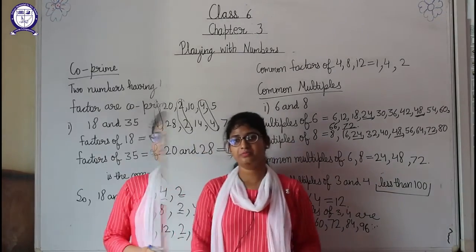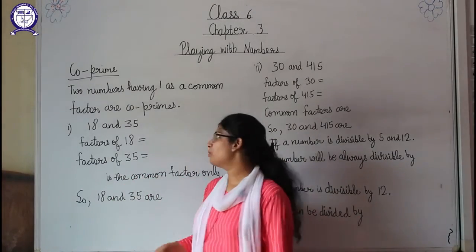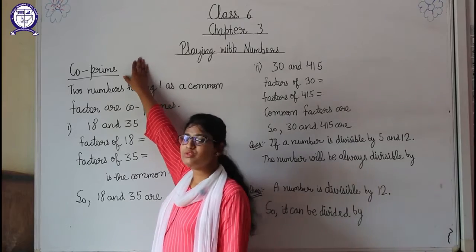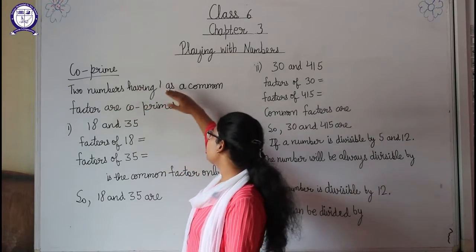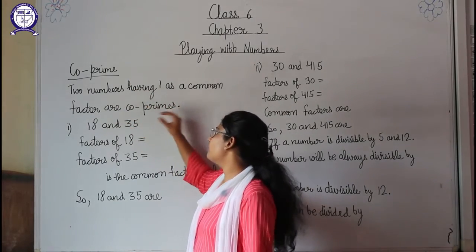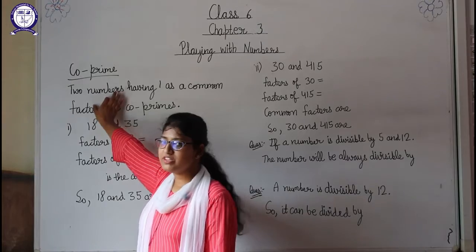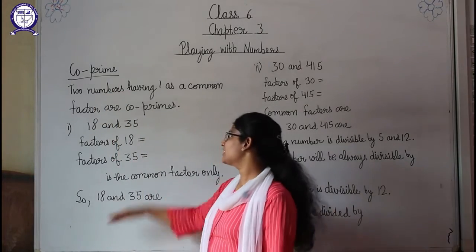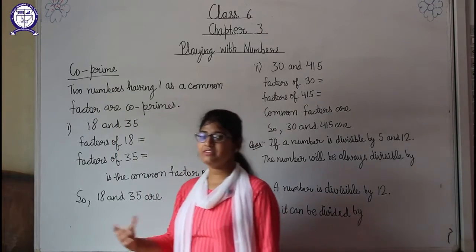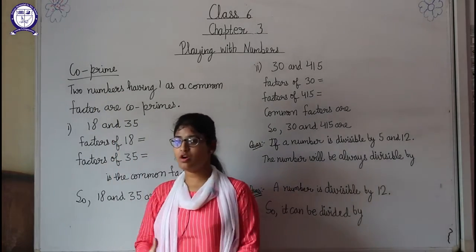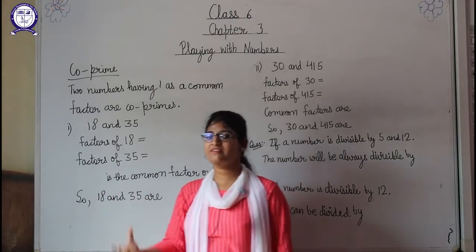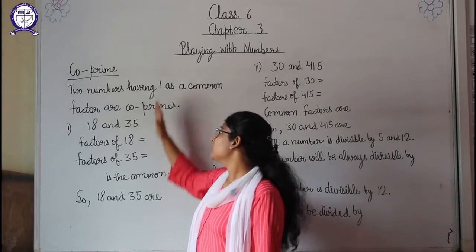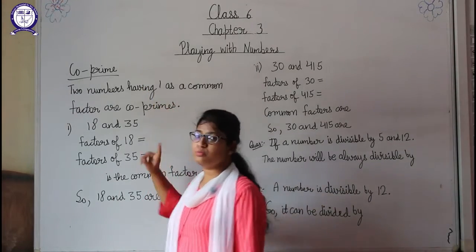Okay students, now our next topic is co-prime numbers. What are co-primes, students? Two numbers having 1 as a common factor are co-primes. The numbers which have 1 as their only common factor will be co-primes. As we have done earlier, we were finding the common factors and we were getting so many factors. But here for co-primes, the common factor should be 1 only.